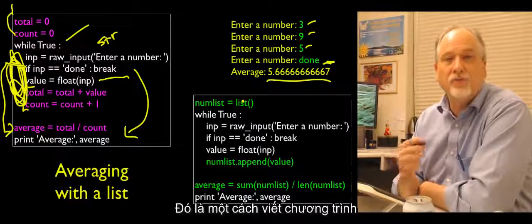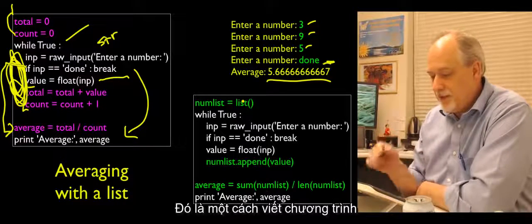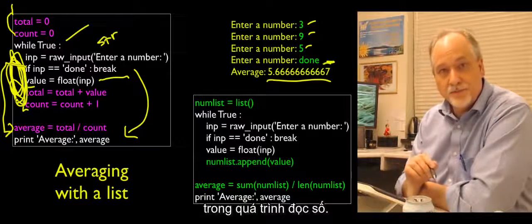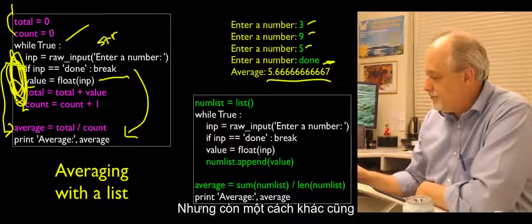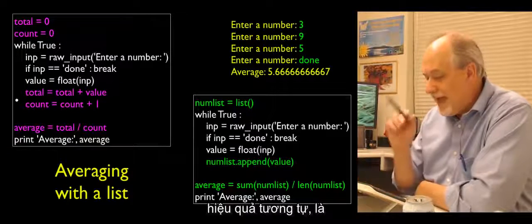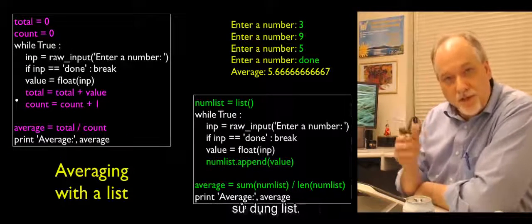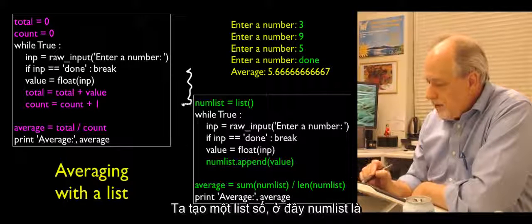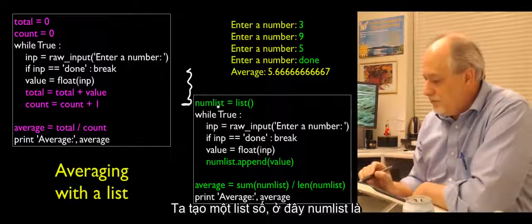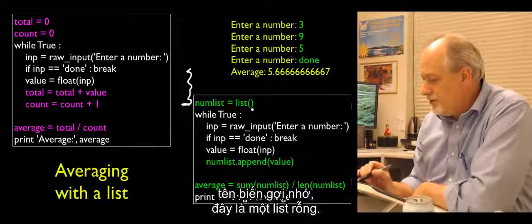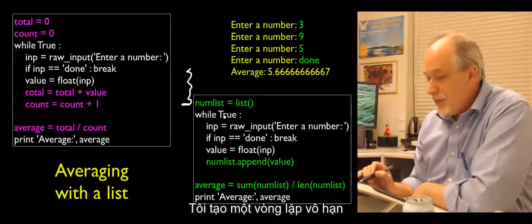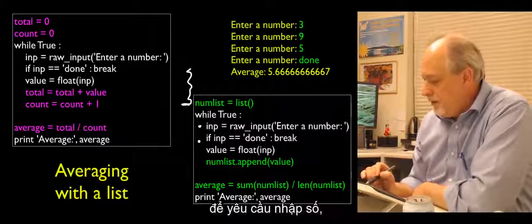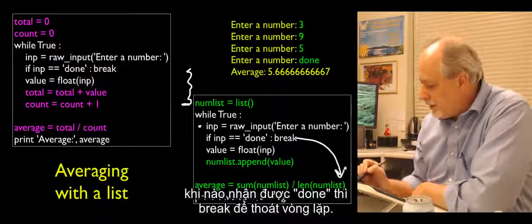That would be one way to write a program that does an average, is keep a running average as you're reading the numbers. But there's another way to do it that would work exactly the same way. And this is when you can start using lists. So you say, I'm going to make a list of numbers. Just a mnemonic name, numList, is an empty list. Then I create another infinite loop that's going to read for enter a number. And if it's done, break. That kind of gets us out of it.